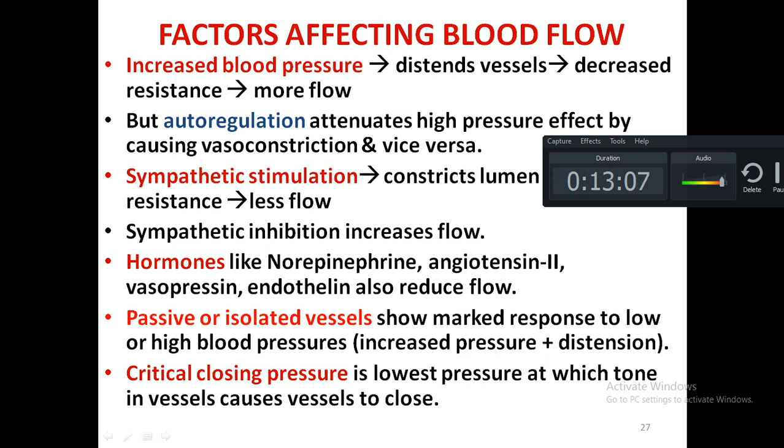Then in the case of passive or isolated vessels, they show a marked response to low or high blood pressure. Another definition is critical closing pressure. That is the lowest pressure at which tone in the vessel causes the vessels to close. That means this is the lowest pressure at which the vessel tone is so strong that it will cause closure of the vessels.